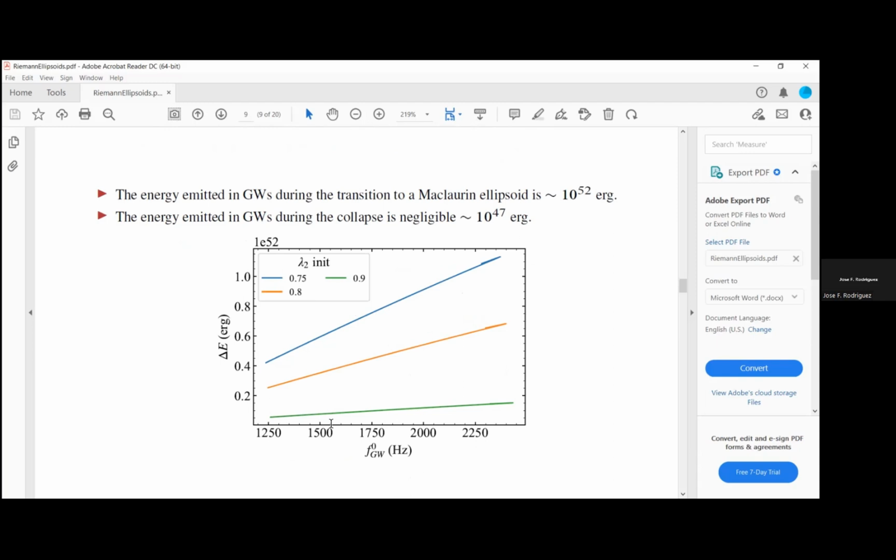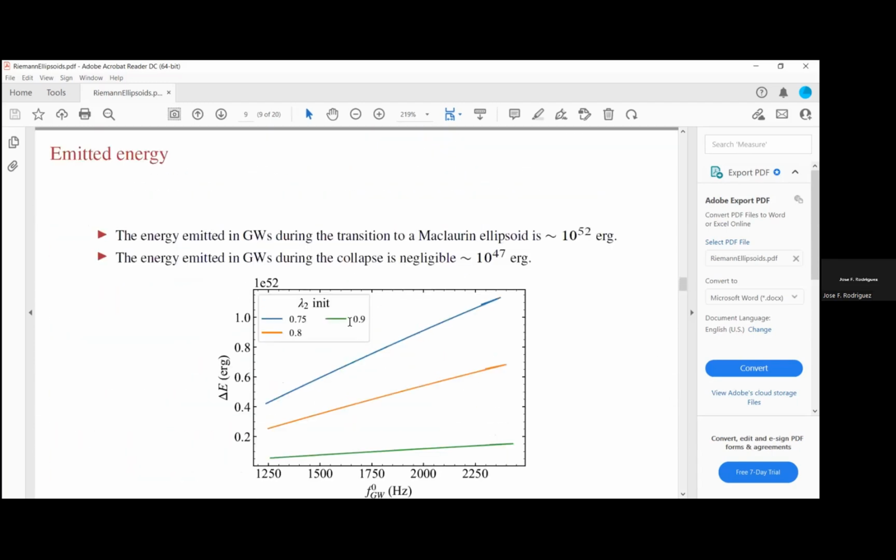I leave this as a free parameter because we don't know all the details; the physics involved in this phenomenon is very complicated. So I leave that free, but we can see that regarding the initial frequency of the Riemann ellipsoid, the emitted energy is of the order of 10^52 erg. And I also put some different curves representing different initial eccentricities.